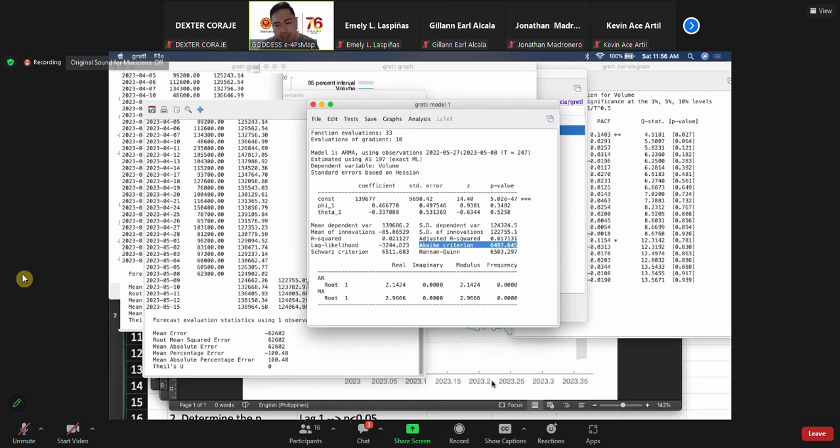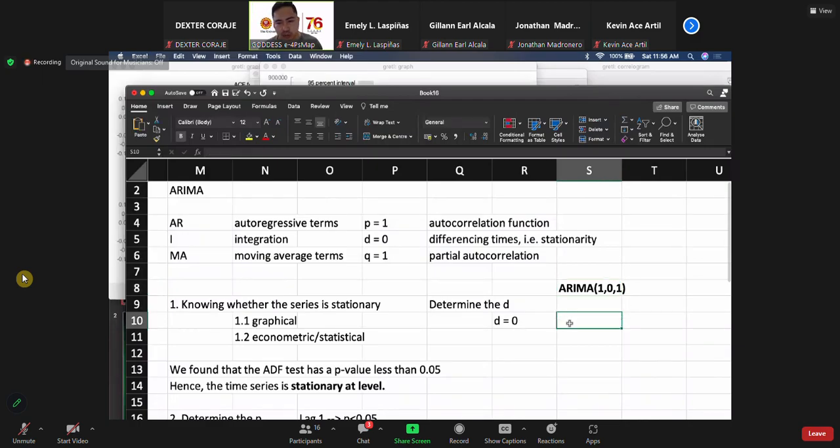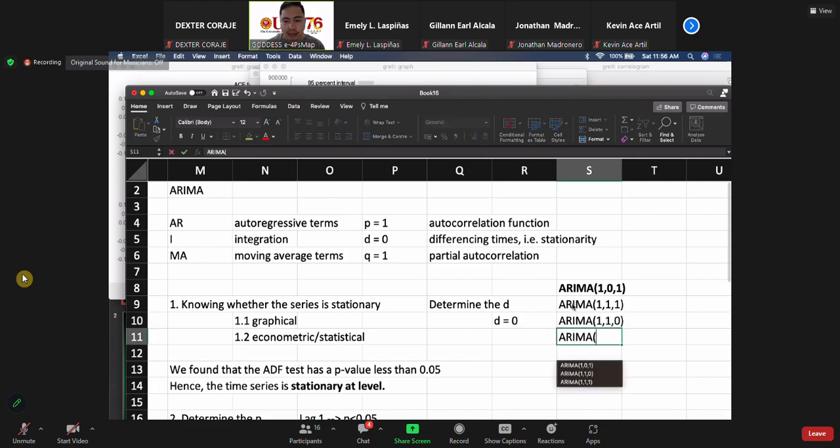What if maghimo tag simulation? What if you will try ARIMA 111? We'll try ARIMA 110. We'll try ARIMA 011. And we will try ARIMA, simulation ka ba? 010.